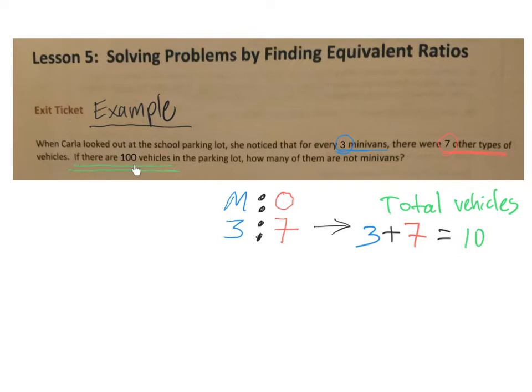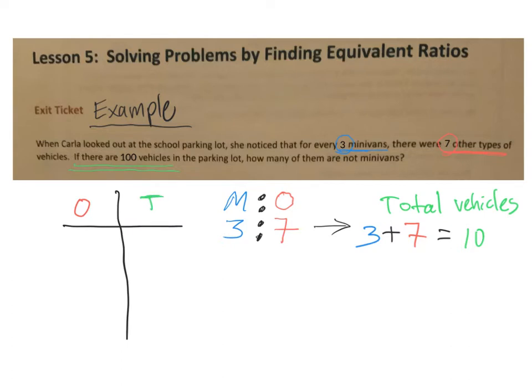So they're going to say if there were 100 total vehicles in the parking lot, given they're at the same sort of ratio here, how many of them would not be minivans? So how many would be other types of vehicles? So how many would be the red? So we're going to take the total here, and we're going to say, okay, let's build our tape diagram. And on one side, we'll say other types of vehicles. Other types of vehicles. And then our new side is going to be total amount of vehicles.